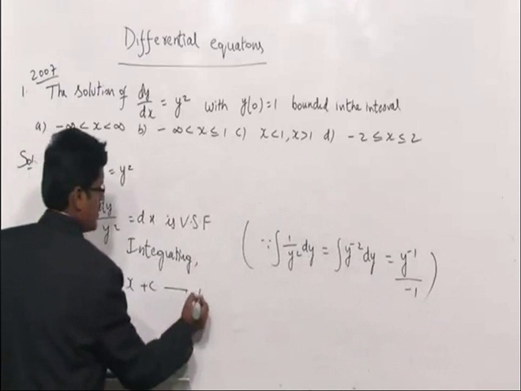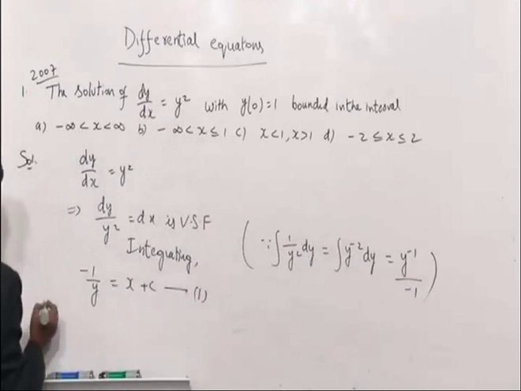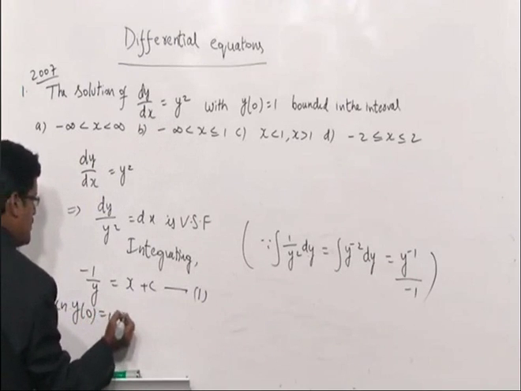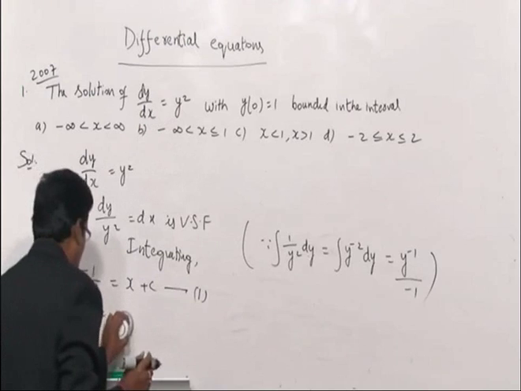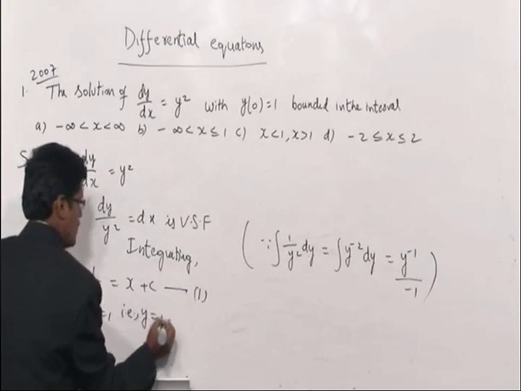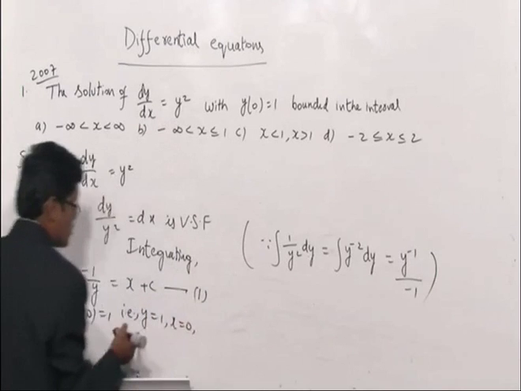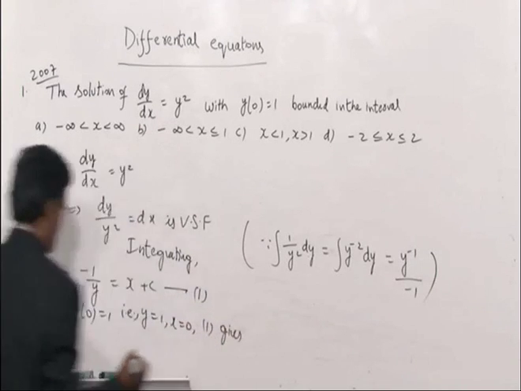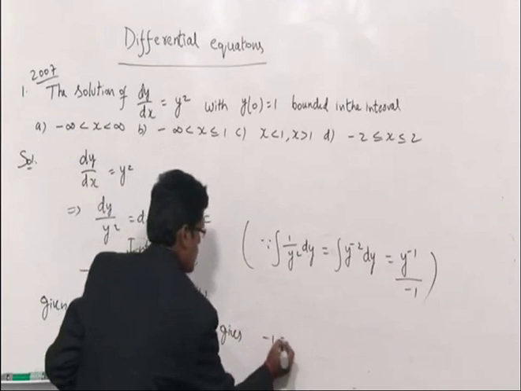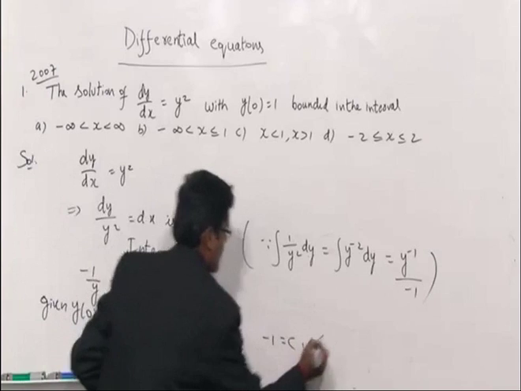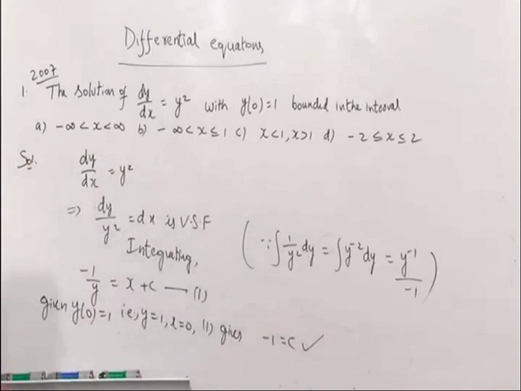Now let us say this is equation 1. Take the given condition, y of 0 is equal to 1. What is the meaning of this condition? That is, y value 1, x value 0. Y is equal to 1, comma, x value 0. Substitute these values in 1. That means 1 gives minus 1 is equal to minus 1 upon 1, that is, minus 1 is equal to c plus 0, so c. This is the value of c obtained from this condition.